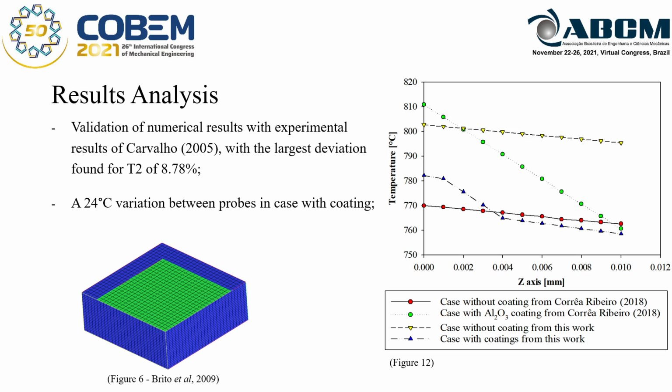For the comparison made between the values found in the numerical probes used in the two cases, it was observed that the case with coating presented satisfactory results in relation to temperature variation between the probes, with a maximum variation of 24 degrees Celsius, as shown in the graph on the curve in blue. The graph in this slide compares the temperature variations of the probes of the two cases in this work with the probes of the two cases analyzed by Correia Ribeiro 2018, being them the case without coating and the case considering an alumina coating.